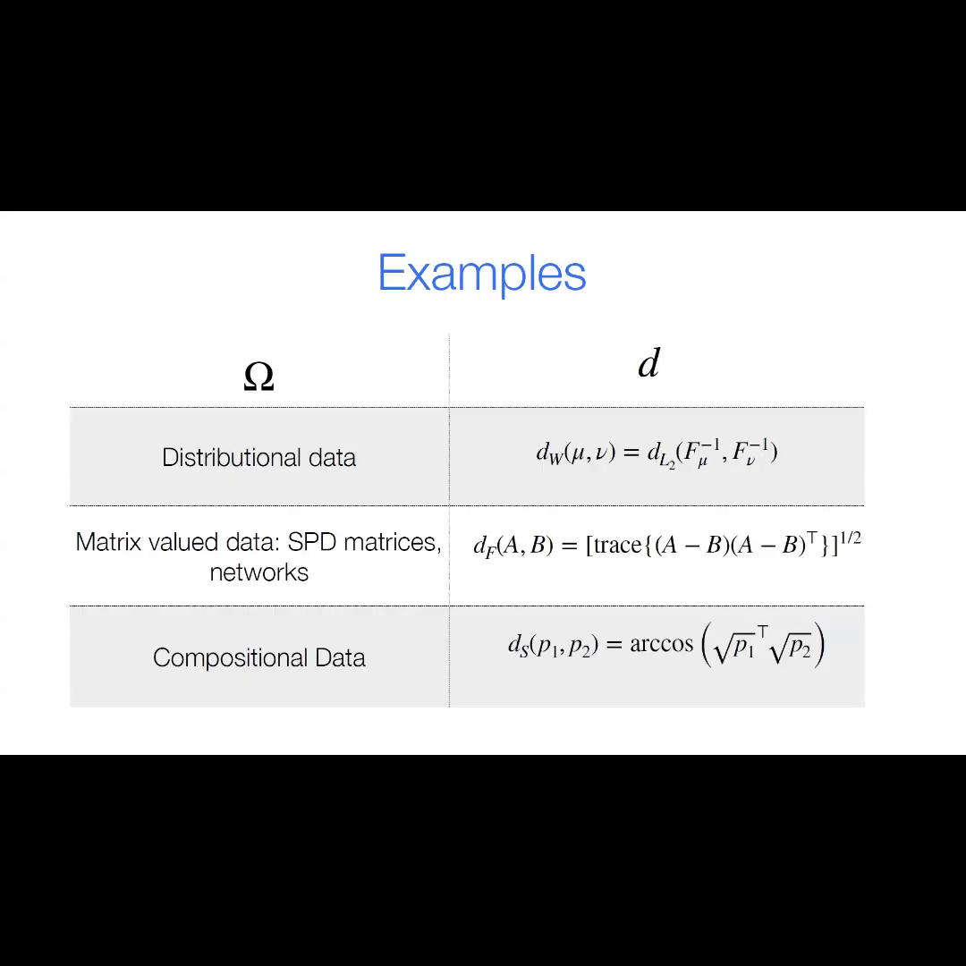But non-Euclidean statistics goes beyond that, and quite commonly one comes across distributional data where the data points themselves are univariate distributions. And one could work with different kinds of metrics on the space of distributions. And what you see here is just one possibility, which is the 2-Wasserstein metric, which is just the L2 distance between their quantile representations.